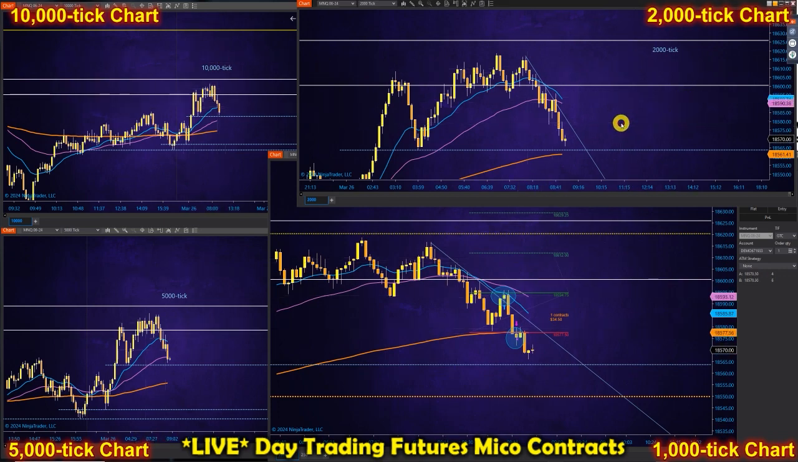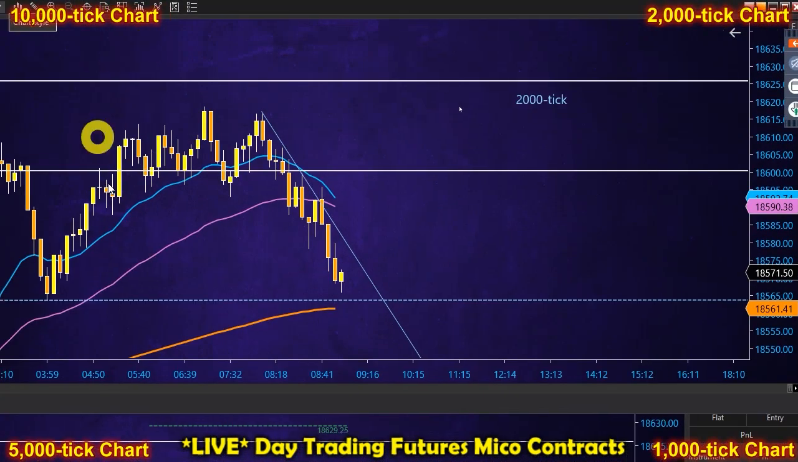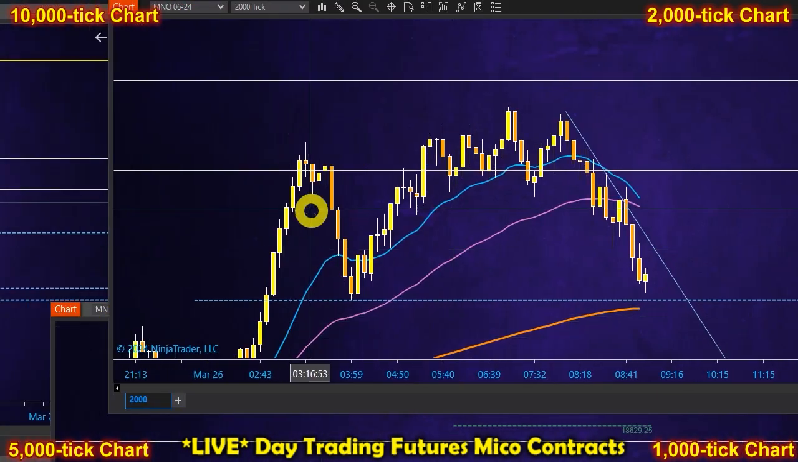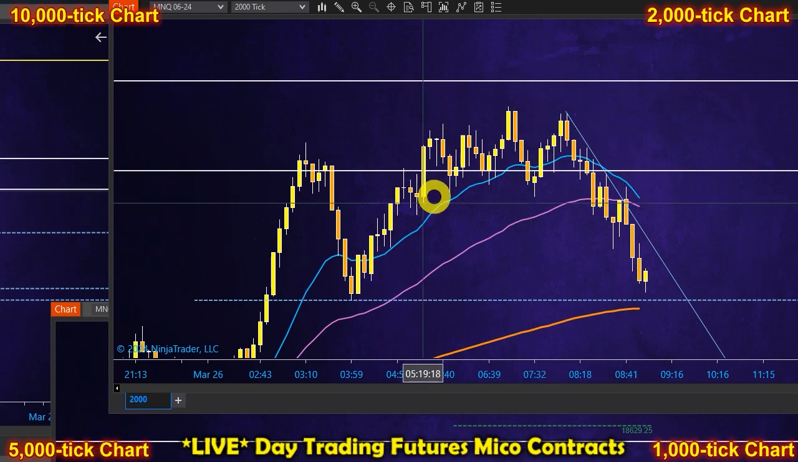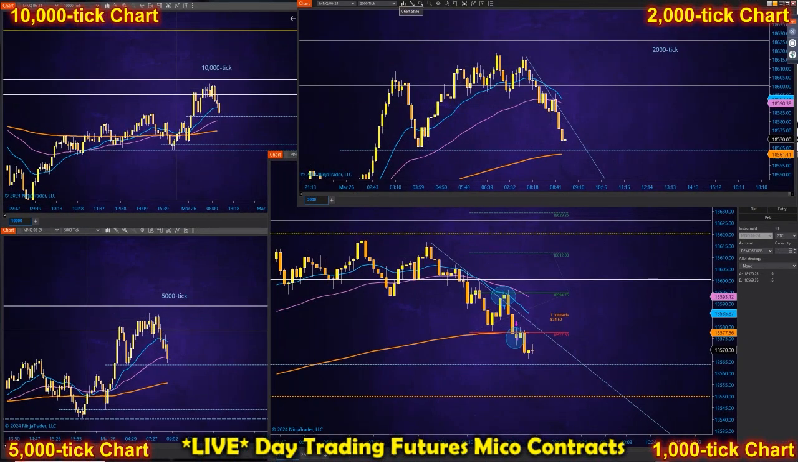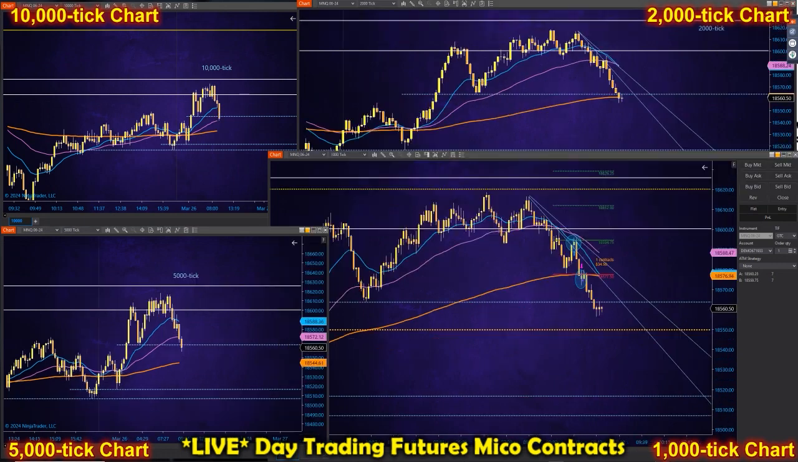Come to think of it, let's look at this. On the 2000 tick chart, it started to turn green right there, and it just flipped around, didn't it? That happens, you guys. We could have got in over here and it would have been beautiful. So you just got to take your losses. That's all there is to it. Don't be afraid of having losses.